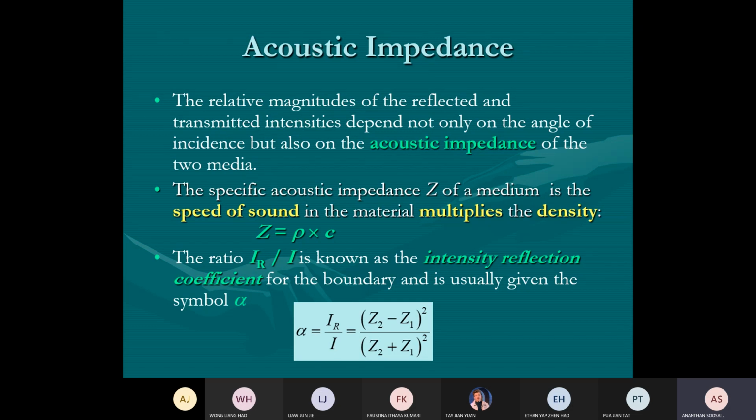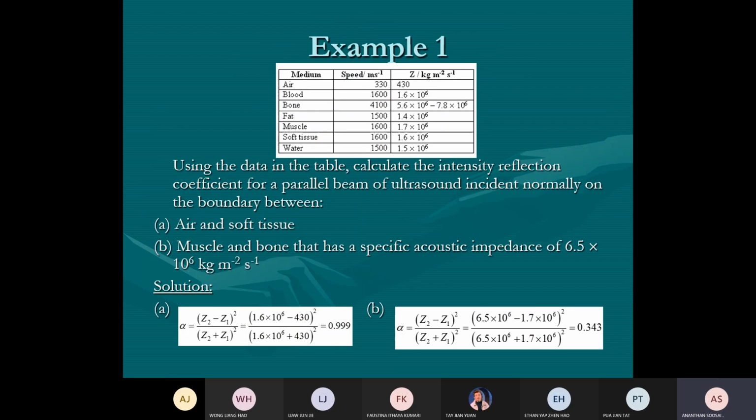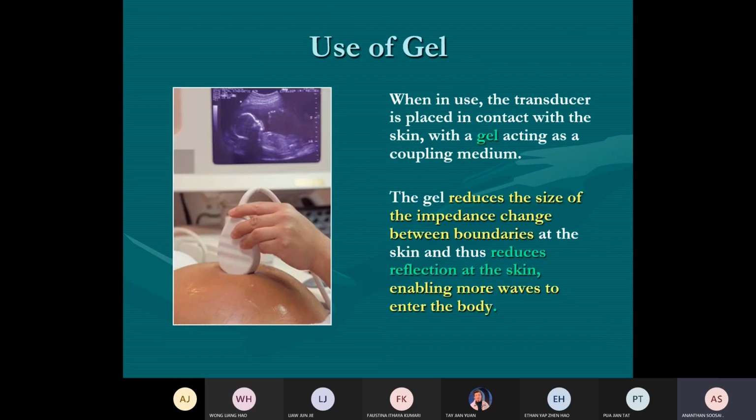So I reflected over I is your alpha. These values will all be given. Then we found that something travelling from air to soft tissue, 99% is reflected, and from muscle to bone, 34% is reflected. So gel is used to make the majority transmit. The gel must have the same acoustic impedance as the skin.